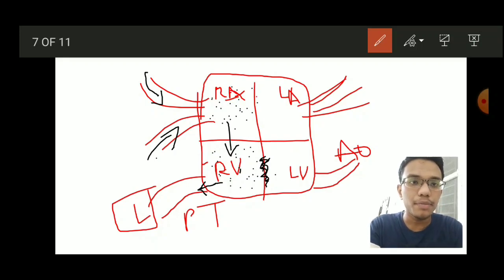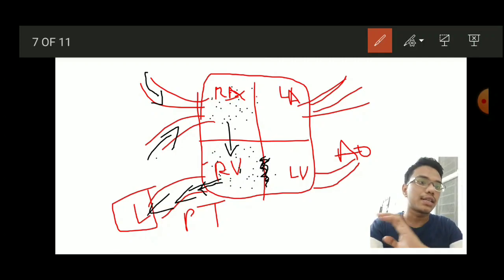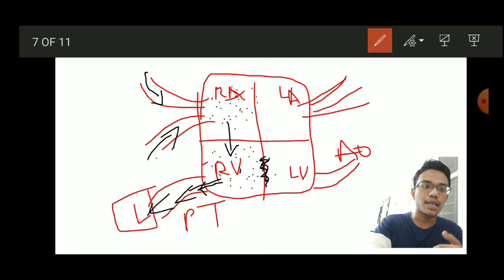So it will not pass through the shunt. There will be no right to left shunting in VSD, because the pressure in the left ventricle is so high compared with the pulmonary trunk. So the blood in the right ventricle will prefer to flow through the pulmonary trunk rather than going to the left ventricle. The blood goes to the pulmonary trunk and gets oxygenated in the lungs. So it is called acyanotic heart disease, because there will be no cyanosis in case of VSD.